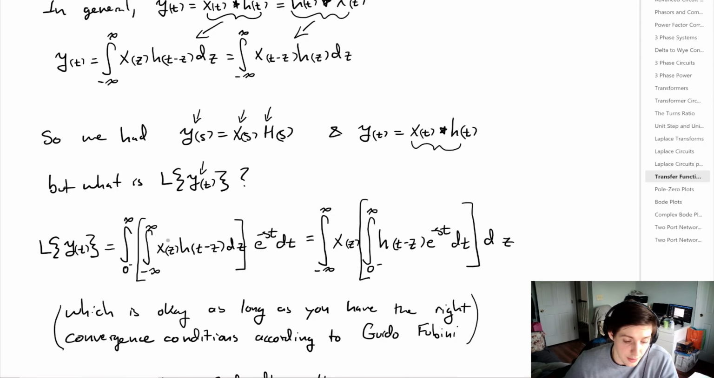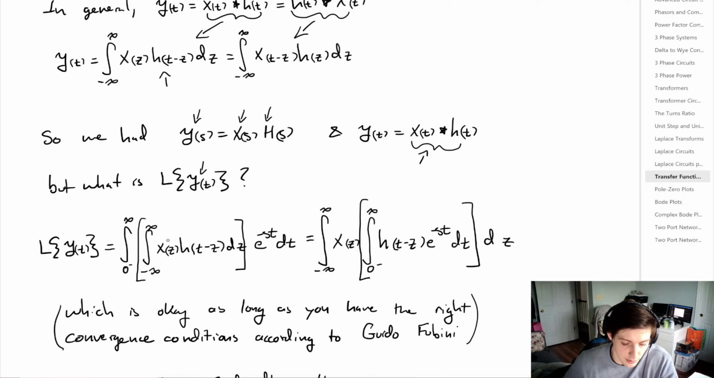And this is where the mathematics starts to get a little bit tedious. So if we simply plug in the Laplace transform, we have that integral from 0 from the left to infinity, e to the minus st dt. And then what are we transforming? Well, we're transforming this convolution, which is equal to this entire integral here. So that's inside the brackets.